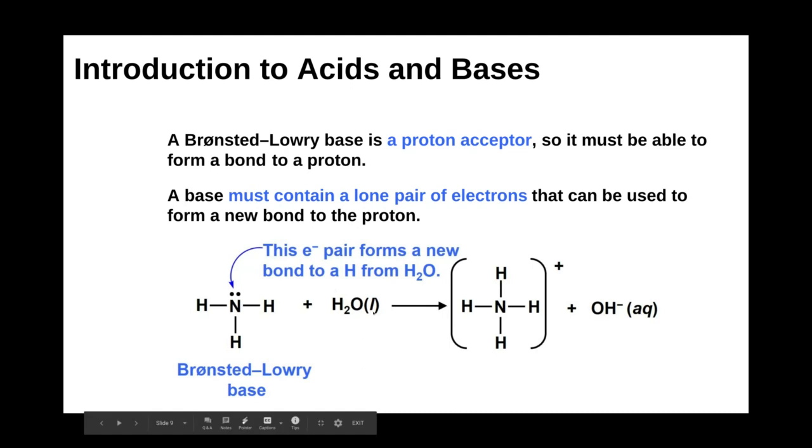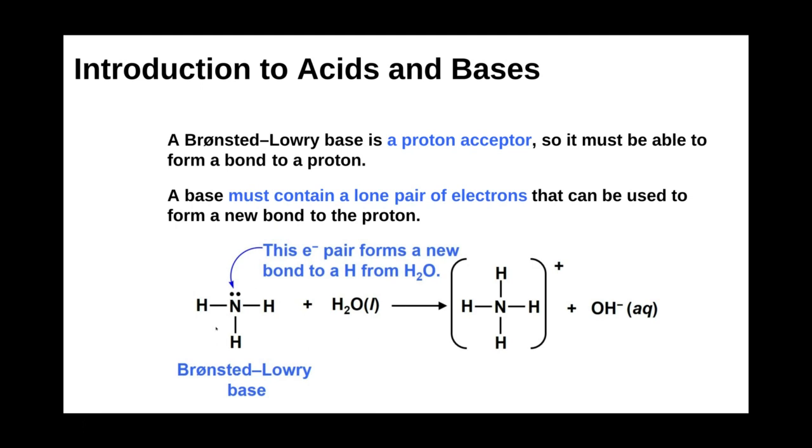It's going to be, in this case, our Bronsted-Lowry acid. And then we have ammonia, NH3. It's going to be our Bronsted-Lowry base. Now you'll see that the ammonia has a free pair of electrons on the nitrogen, as we've seen before.